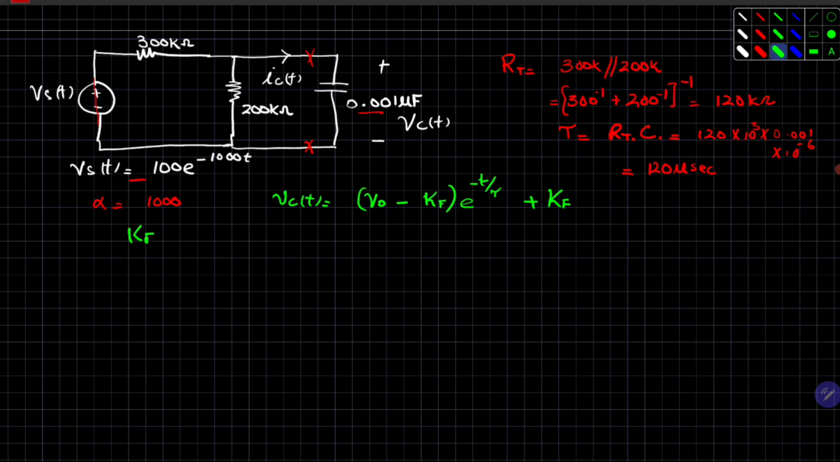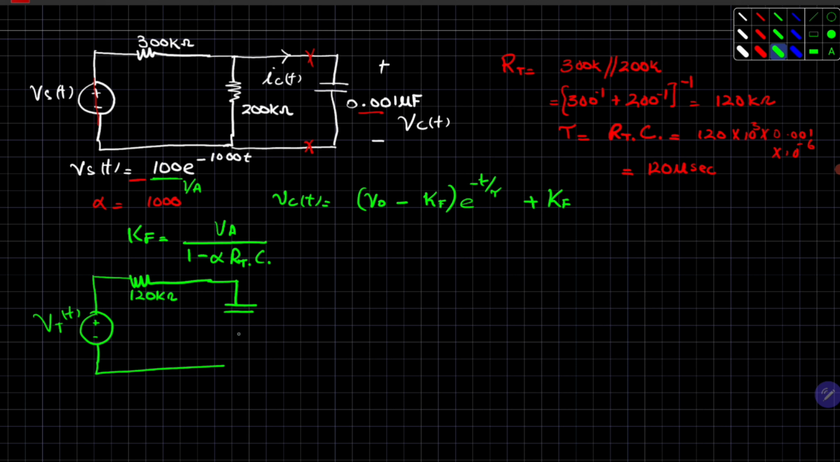Now, what is the value of Kf? Your Kf is equal to Va over 1 minus alpha R Thevenin times C. Now, Va is given here. But you need to find the value of V Thevenin, because we have transformed everything into the Thevenin equivalent. So again, you have to draw a new diagram with V Thevenin times U of t, and a resistor. You have calculated this to be 120 kilo ohms, and here you have a capacitor of 0.001 microfarad. So you need to find this IC and this Vc of t.